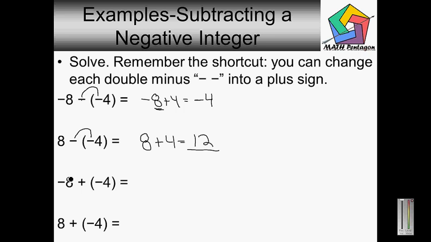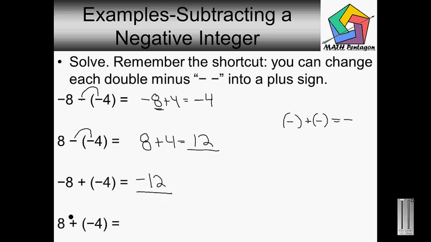Here we have -8 plus -4. Now remember, when you're adding two negatives, you get a negative answer. So our answer is going to be negative, and we have two negatives here, -8 plus -4, and we add 8 plus 4, which is going to give us 12. And our final answer to this would be -12.